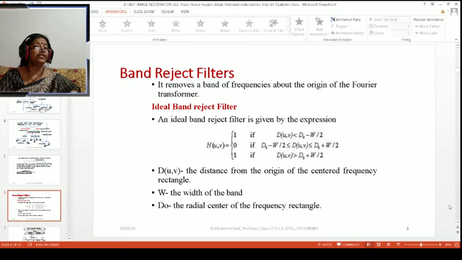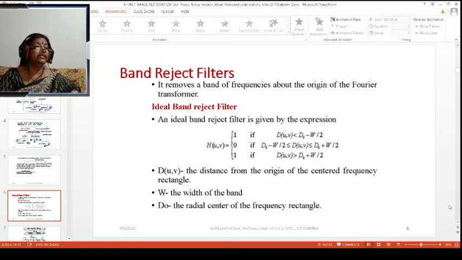H(u,v) equals 1 if D(u,v) is less than D0 minus W/2, where D(u,v) is the distance from the origin, the center of the frequency rectangle. If D(u,v) is less than D0 minus W/2, where the total width of the band is W, and we divide that into minus W/2 on the left side and plus W/2 on the right side, then D(u,v) is the distance from the origin. The band reject filter rejects only the band of frequencies; the remaining frequencies it allows to pass through.